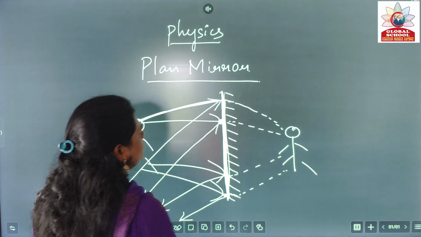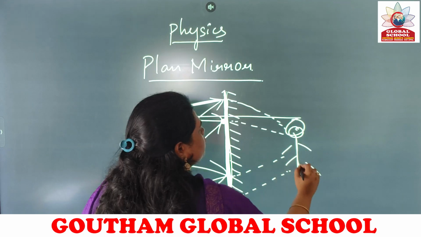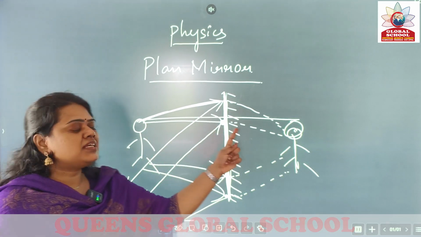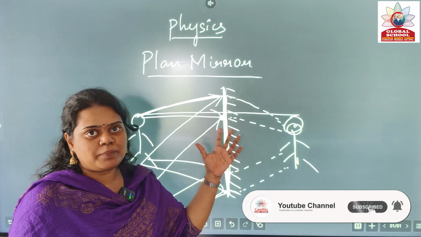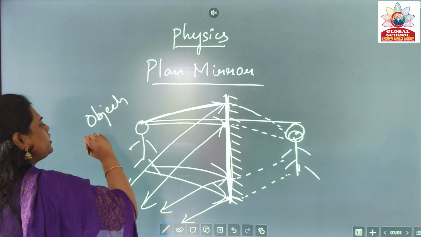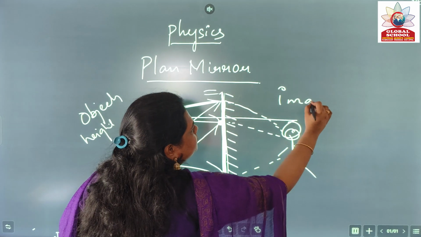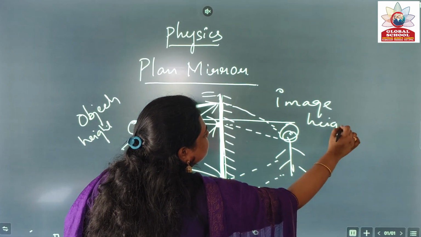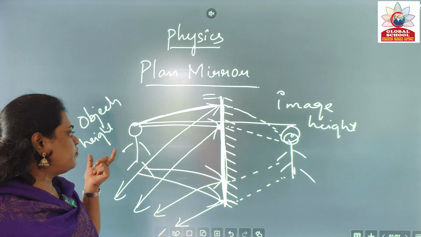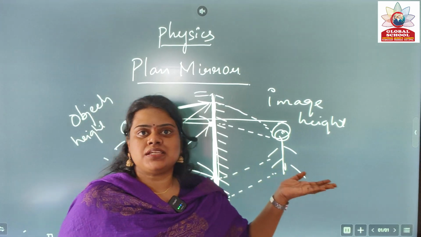now you see the same object. That means the height of an object is the same, the size of an object is the same. So in this way, the reflection happens in the plane mirror, where the object height is equal to the image height. The size is also similar for object and image. So that is the reason we use these mirrors in our daily life.